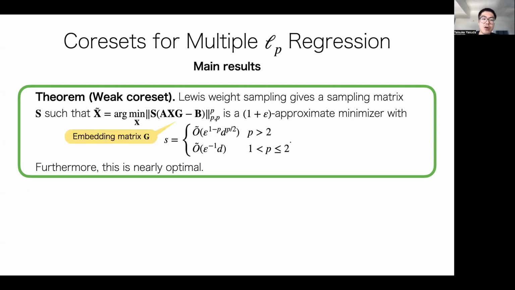And furthermore, we can actually also do this even if we consider an additional embedding matrix, G, which multiplies this AX matrix on the right. And it turns out that handling this situation is actually going to be necessary for some applications that we'll discuss next.